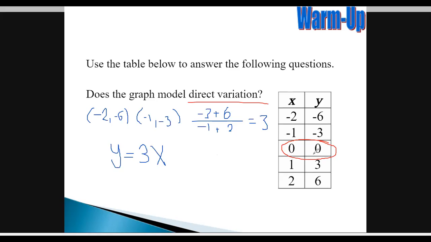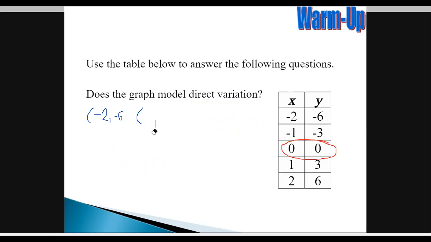Yes, because this one passes through the origin point, and we have a constant value for each pair of points. Any question to this point? Understood? It's a direct variation if it's proportional? If it's proportional, yes. If it passes through 0 and we can find a constant value. Okay? Let me give you another question.